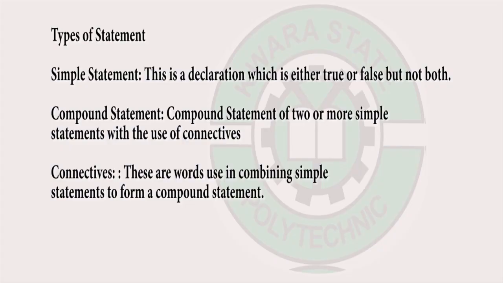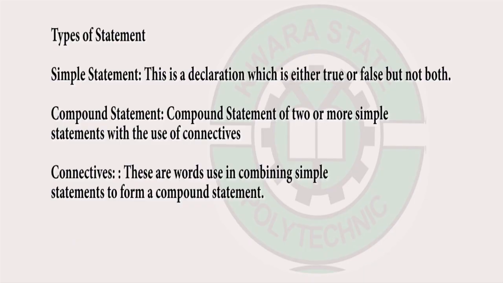The other one, compound statement. Compound statement is when we combine 2 or more simple statements together. But how do we combine the 2 or more statements together? We use what we call connectives. It can be and, which is conjunction. It can be or, which is disjunction. It can be not, which is negation. It can be conditional statements, implies. It can be biconditional statement. But before you can have a compound statement, like I said earlier, there must be a connective.